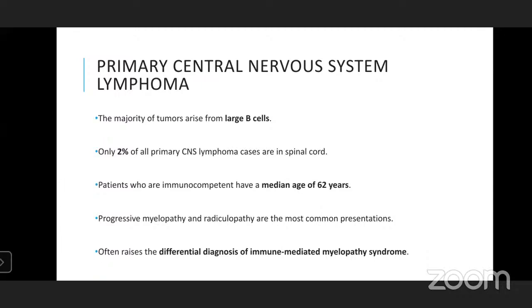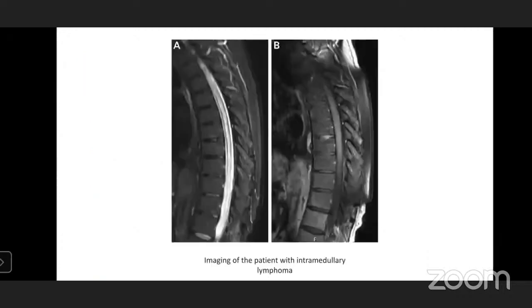Okay, sir. So patients who are immunocompetent have a median age of 62 years. Progressive myelopathy and radiculopathy are the most common presentations. Often it raises the differential diagnosis of immune-mediated myelopathy syndromes like NMO spectrum disorders. Here, this is the MRI of an elderly patient. It shows diffuse homogeneous enhancement in the thoracic cord in lymphoma.